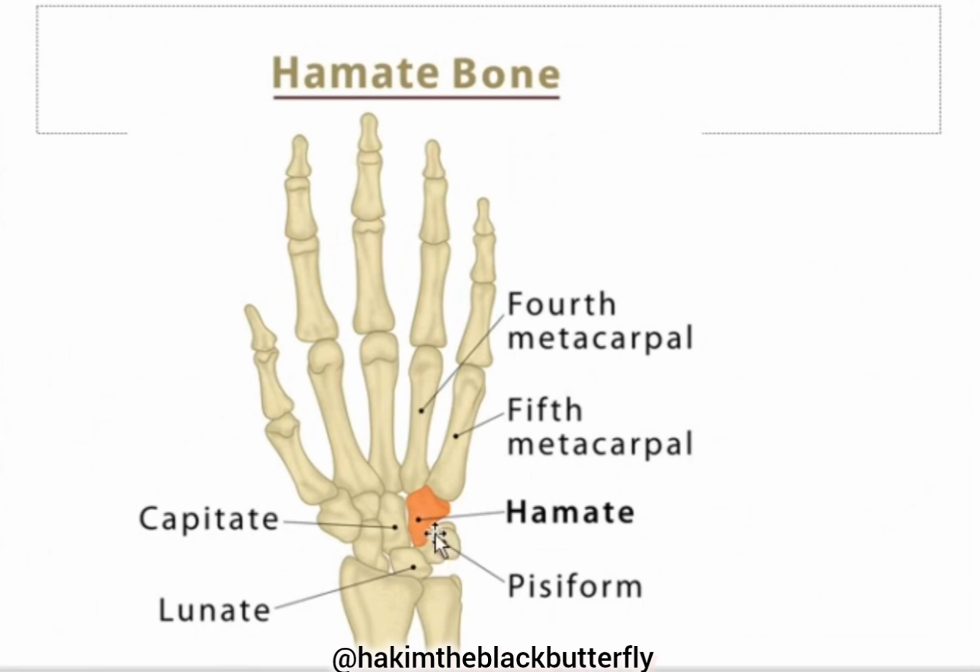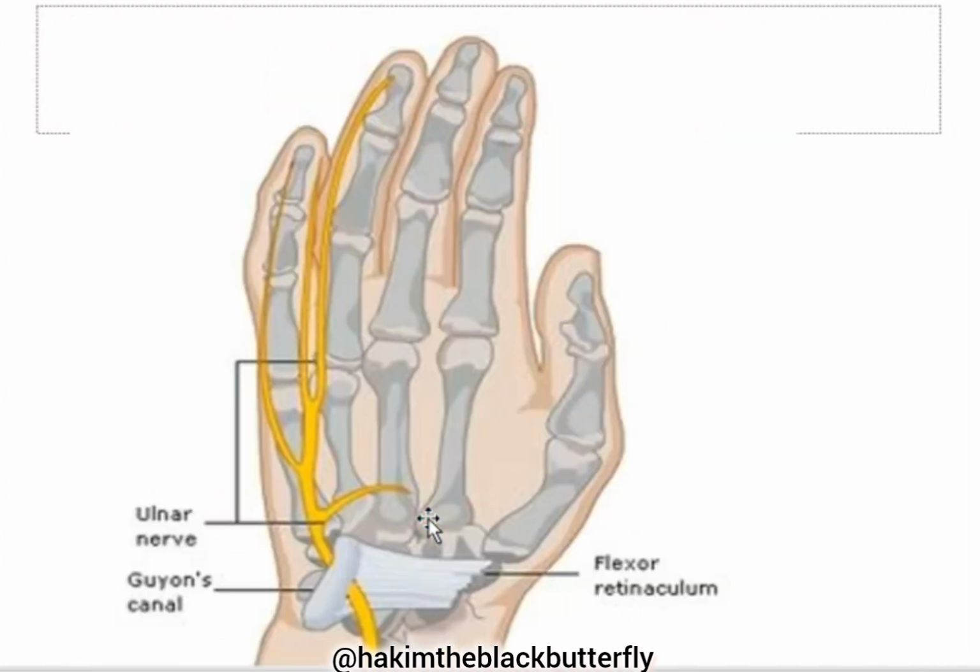This is the pisiform, this is the hamate. There is a ligament which joins the pisiform bone with the hamate bone. Now, that ligament is known as the piso-hamate ligament. It's a ligament between the pisiform bone and the hamate bone on the medial aspect of the wrist.